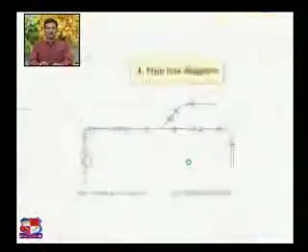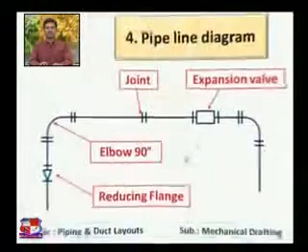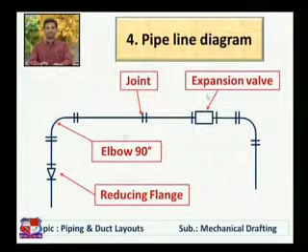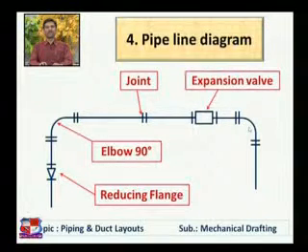Then, in this case, 4 elements are there: reducing flange, elbow joint and expansion valve. Again here, elbow of 90 degree is there. So if a drawing is given to us like this, we have to use these devices at given places to have the flow of fluid in a particular direction.